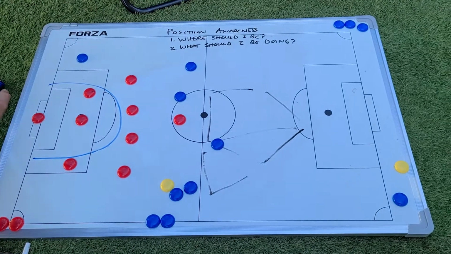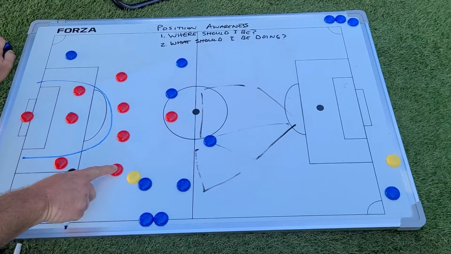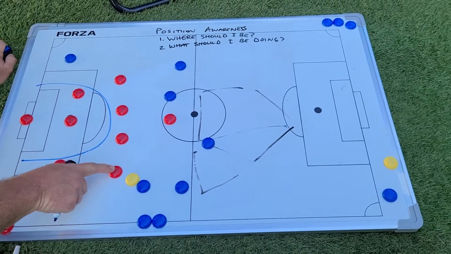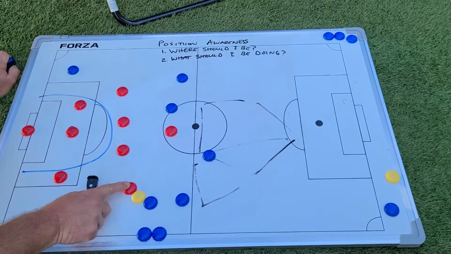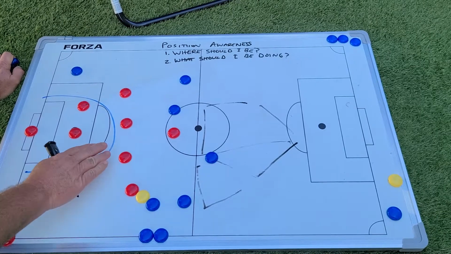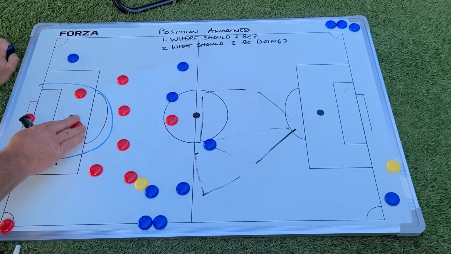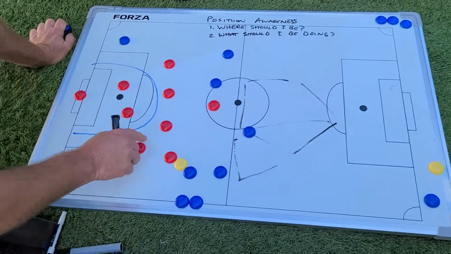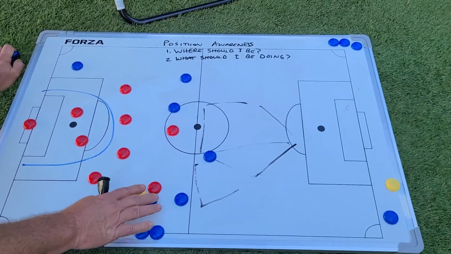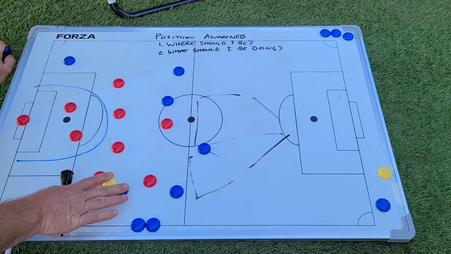As we're on defense, what should I be doing? Well, where should I be? I've come back into my shape. What should I be doing? I want the closest player to put the pressure on the ball immediately. I then want the other players to start to support the player that's pressuring the ball, and back them up. If this person gets beat, we now have this person to come back, right?